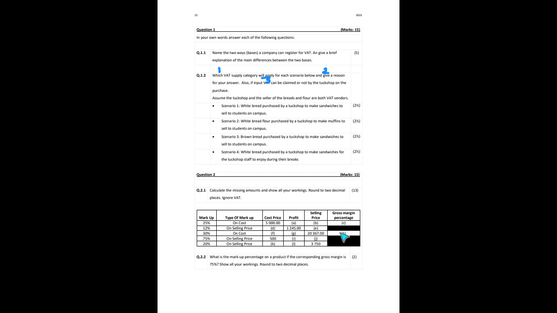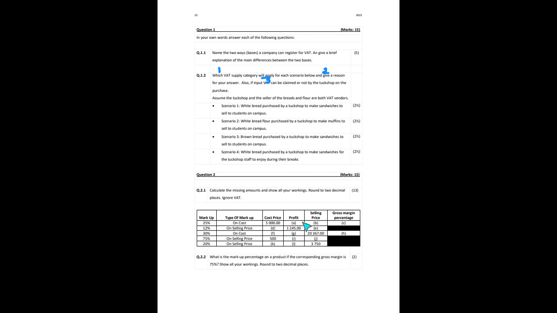So if you have a look at these two questions here where they've asked for the gross margin percentage, you'll see both of them are where the percentage that they've given us expresses the profit as a percentage of the cost. And this one here as well. So this percentage, 25 and 30%, is the profit expressed as a percentage of the cost price.